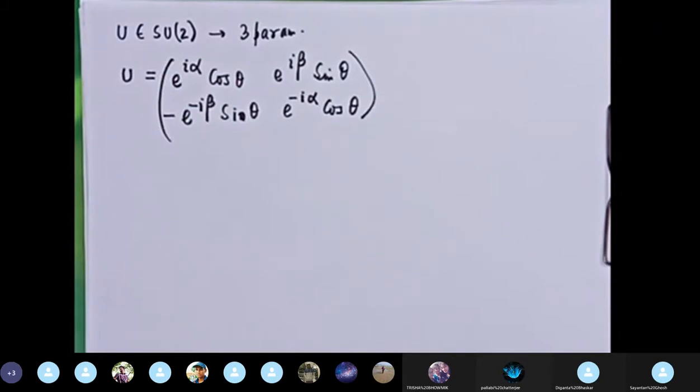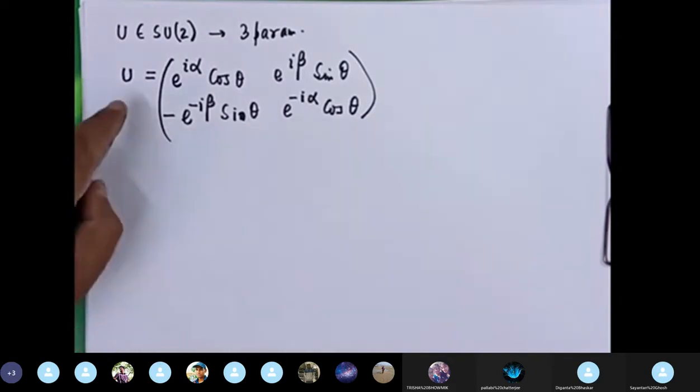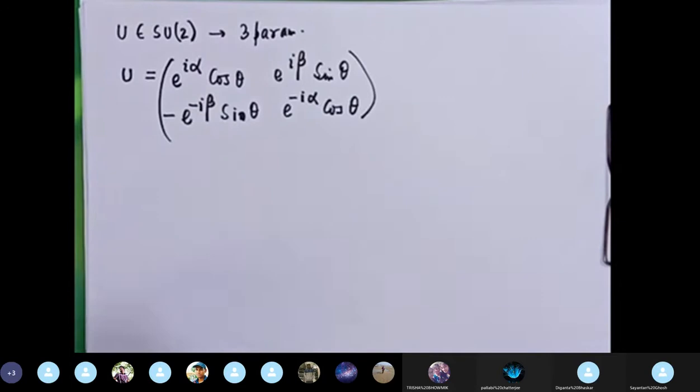You can check that U U dagger is 1 always. Alpha, beta, theta are 3 parameters here. With this form, you can intuitively write any form with 3 independent parameters and check if that satisfies the condition that U U dagger is equal to 1 and determinant U is 1, then you have obtained a parameterization. There can be infinite ways of writing this matrix.